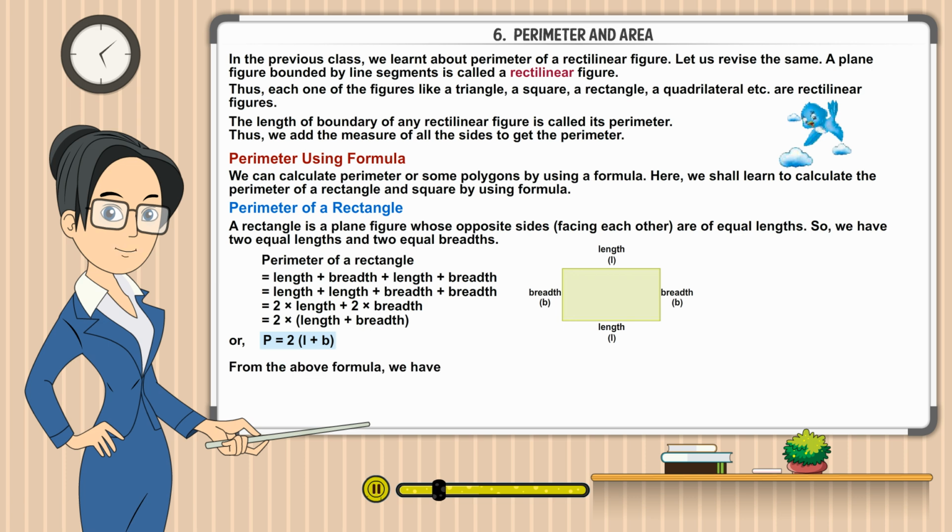From the above formula, we have L plus B is equal to 1 upon 2 into P, or L is equal to P upon 2 minus B, and B is equal to P upon 2 minus L.